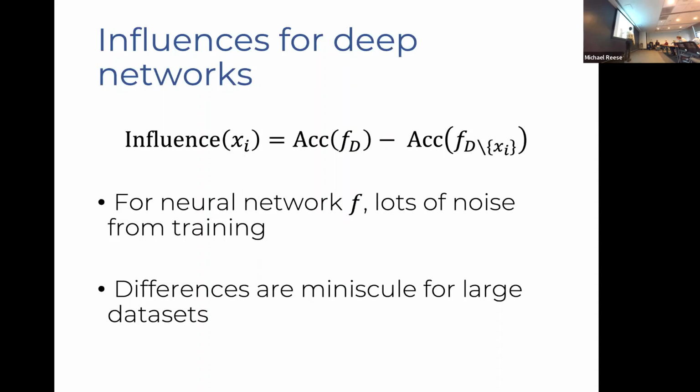Like maybe this is 95.1 and this is 95.09. Okay, it's very, very small differences. So because there's a lot of noise and very small differences, it's actually very hard to compute these for deep networks.